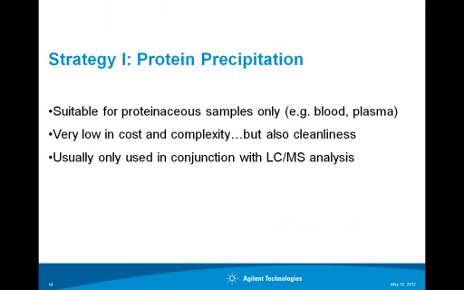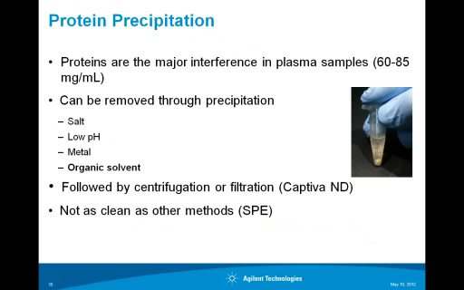Our first strategy is specific for biological samples that contain proteins and lipids, and that would be considered protein precipitation. It's very low cost and low complexity, and also gives you quite clean samples. It's usually used in conjunction with LC-MS analysis. How you do this for the protein precipitation can occur in many ways. Addition of salts, low pH, metals, and in our case here we're going to talk about organic solvent. Usually occurs with a 1:3 ratio. So in other words, 1 part of your biological sample to 3 parts organic. Then you either follow by centrifugation. Here's an example of adding the organic to a plasma sample, or by filtration, namely with our Captiva ND.